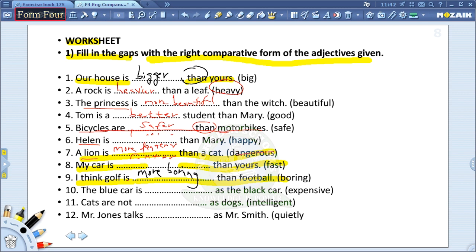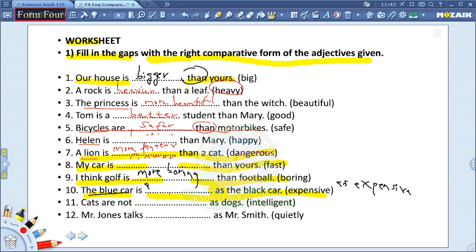What about the blue car? The blue car is as the black car, as we have as in here. So it's not comparative, it's the same rank. So we say the blue car is as expensive, not more expensive. So the answer is as expensive. The blue car is as expensive as the black car.